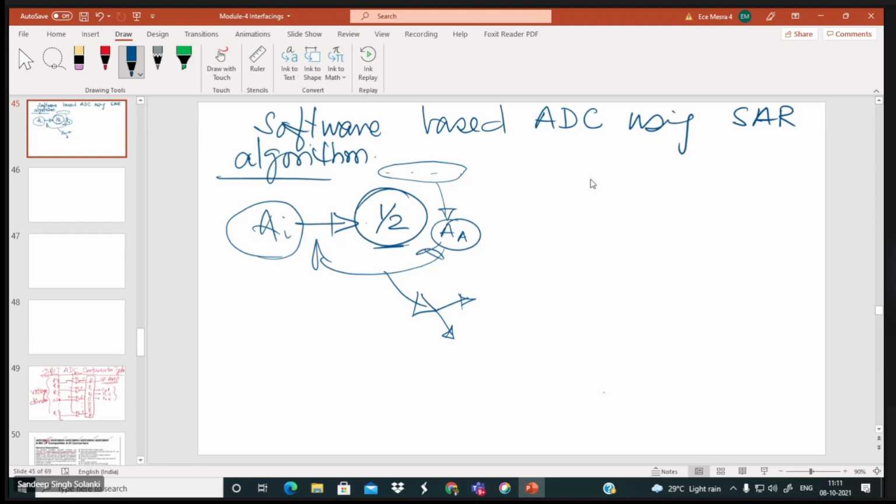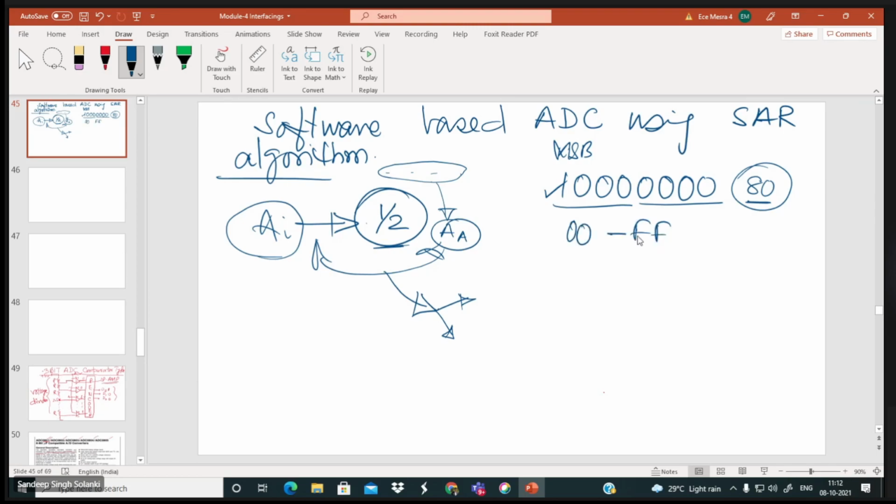Suppose we are taking 8 bit, then that 8 bit MSB needs to be assigned, and this is nothing but the half part, and that half is basically your 80. So you all know that we have the range starting with 00 to FF.